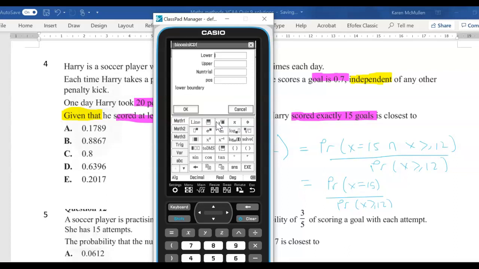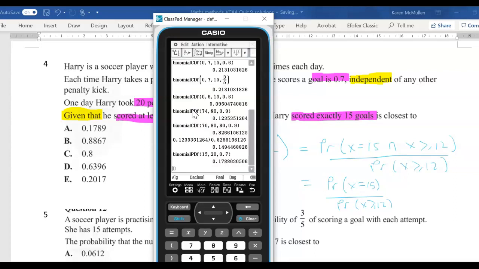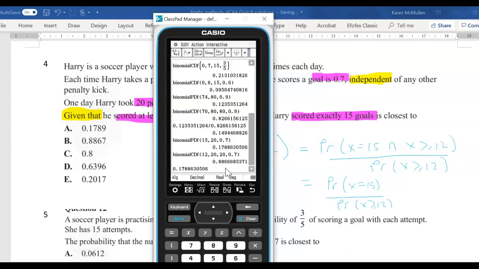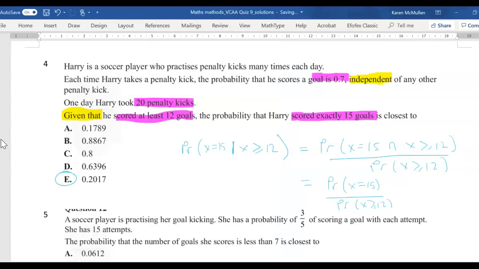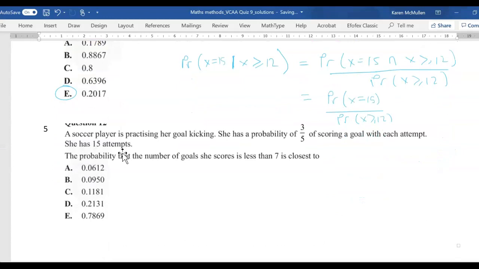So here we've got a range. Our upper limit is 12. Sorry, our lower limit is 12. Our upper limit is 20. Number of trials is 20, and the probability of success is 0.7. So we just want to do this number, drag it down, divided by this number, enter, and there we go, 0.217. Let's move on to question 5.